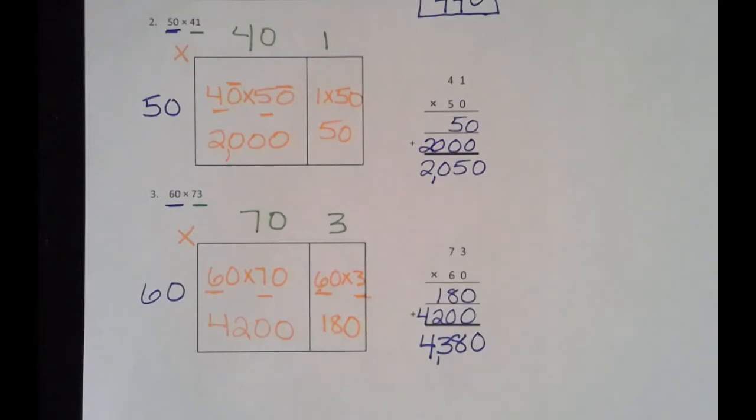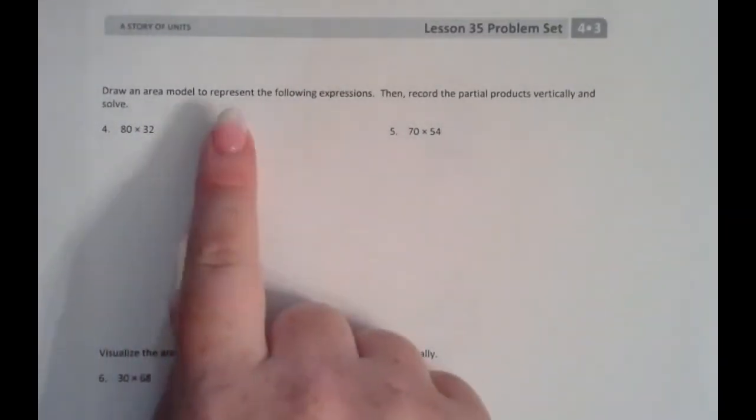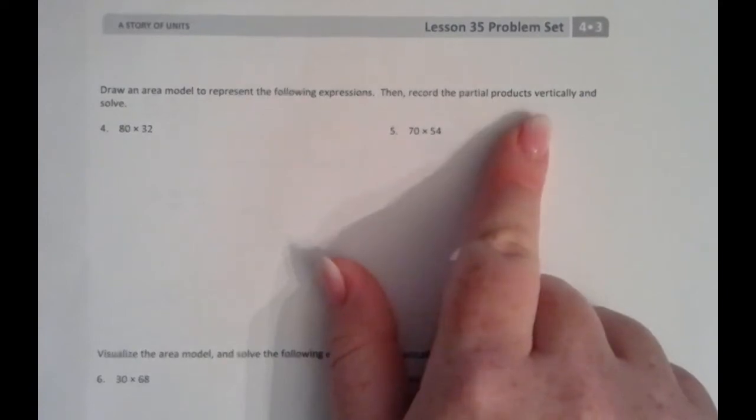You have 6 problems that ask you to use the area model. For 6, 7, 8, and 9, it asks you to visualize the area model. For us to visualize at this point in our learning, I do want you to go ahead and draw them out. Okay, in order for us to visualize them most effectively, I want you to draw them out. So again, on the back, the directions tell you to draw an area model and then record the partial products vertically, which is what we did over here.